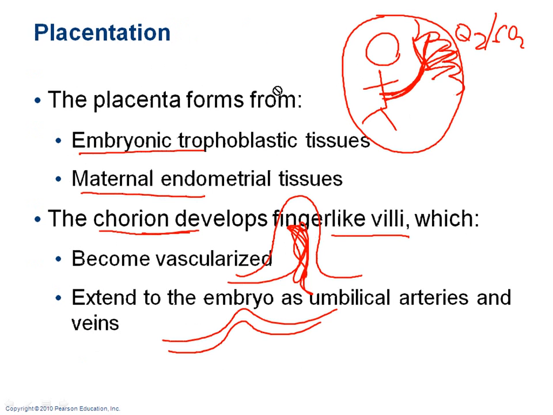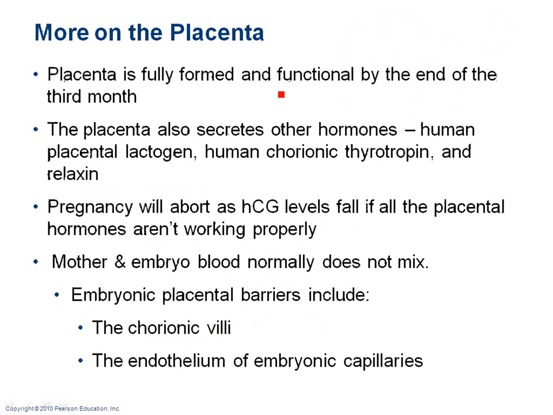Okay. Sorry about that. So let's talk about the placenta. It's fully formed and functional by the end of the 3rd month. And when I say functional, it's doing a lot of things. It's basically doing everything for the baby. The placenta is doing everything for the baby because the baby can't really breathe or get their nutrition, anything like that.